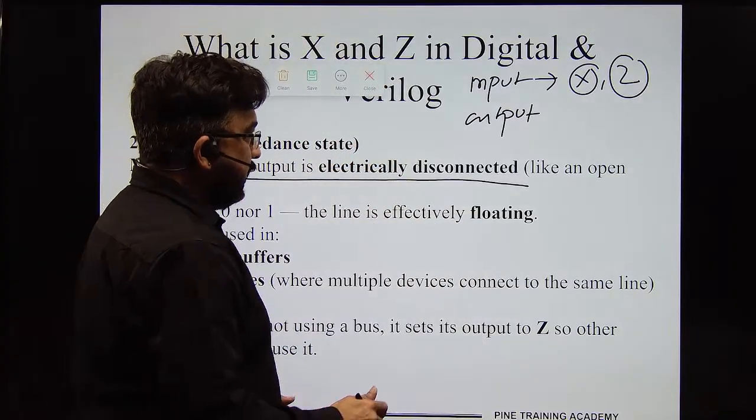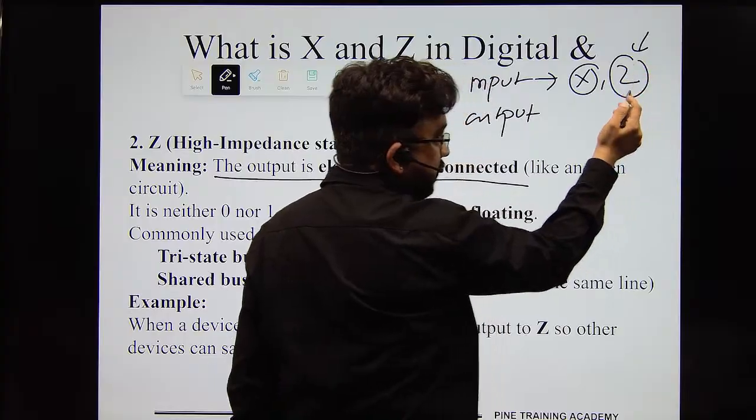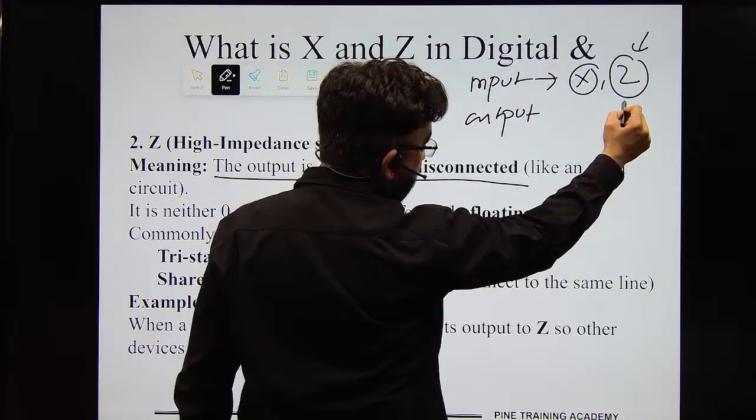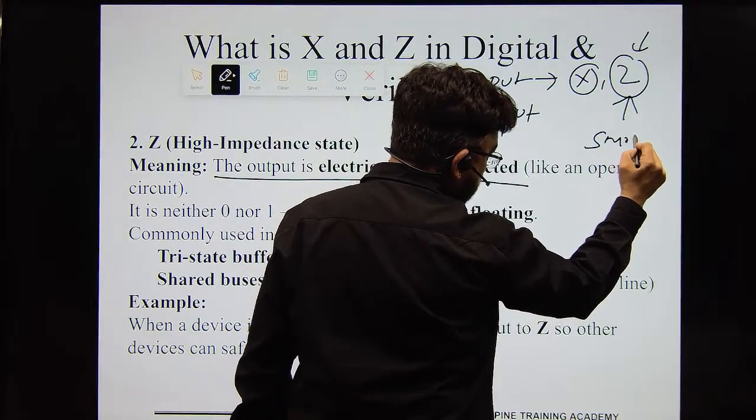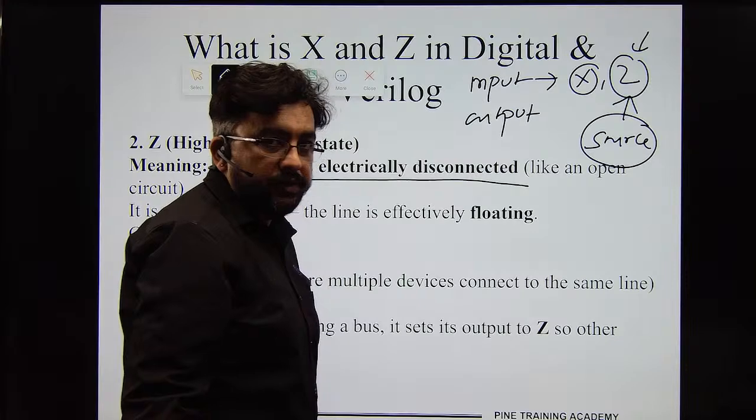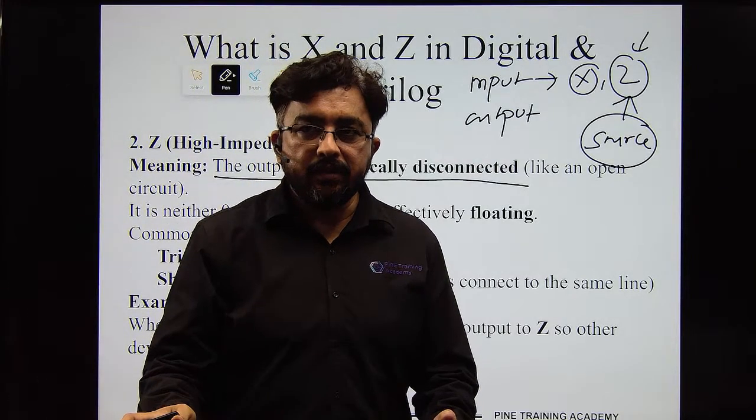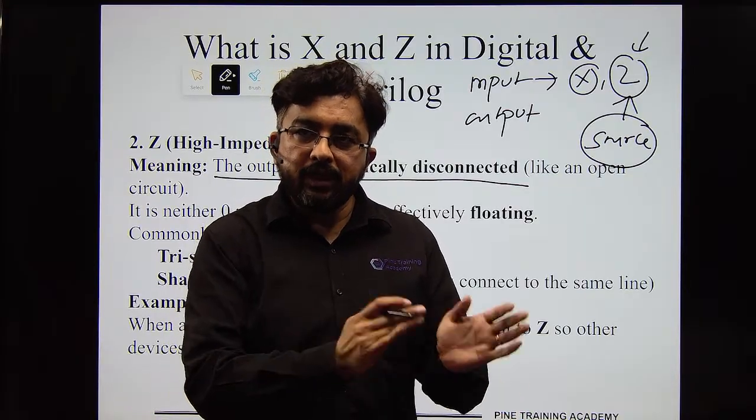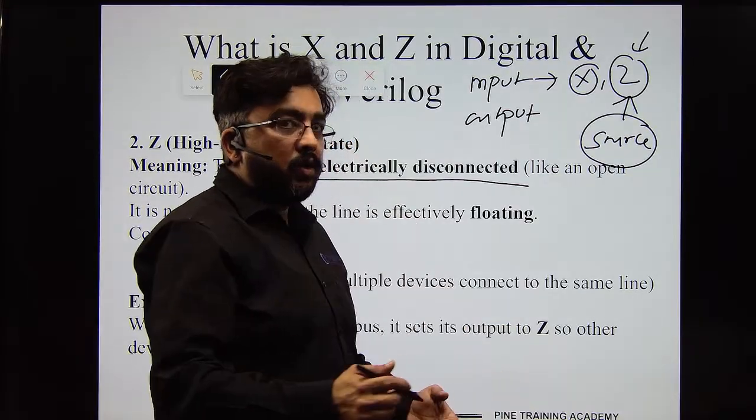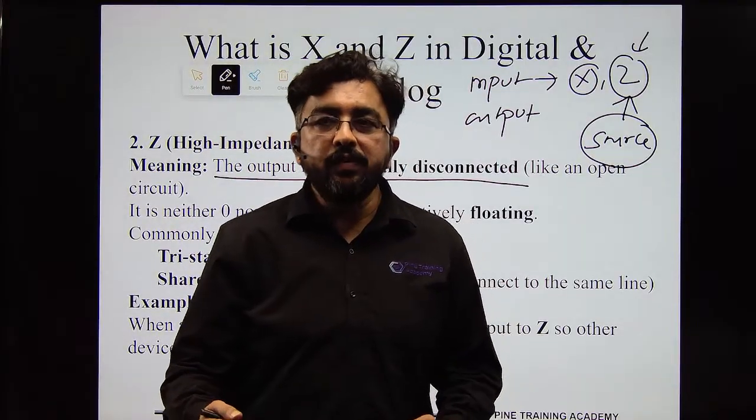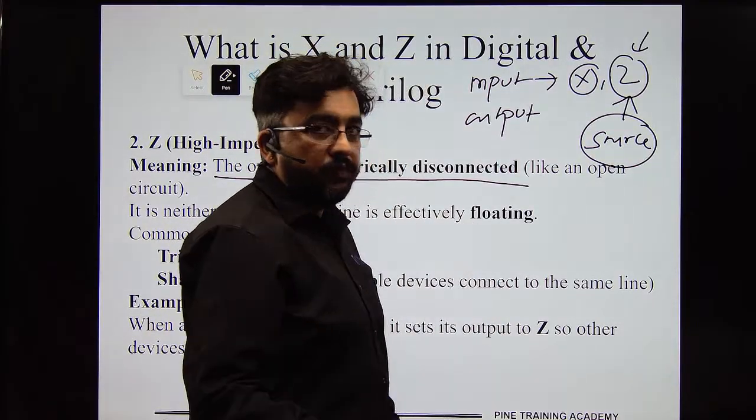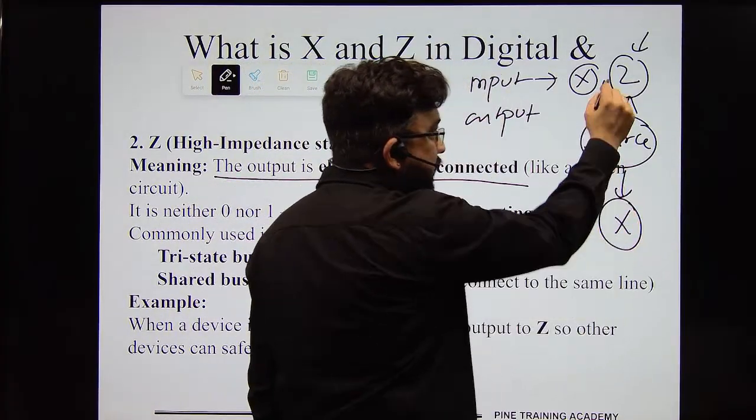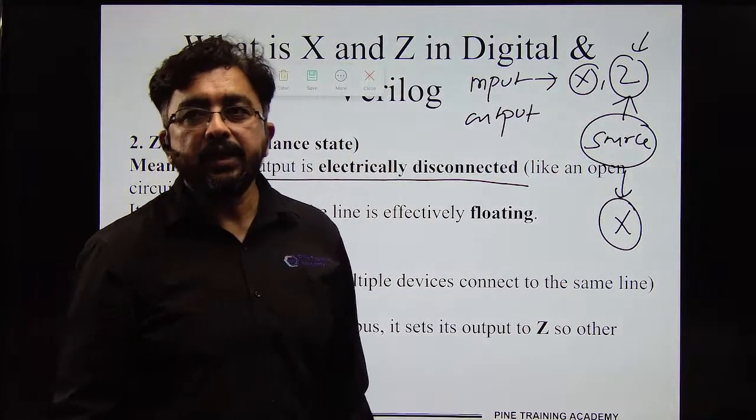If I take Z as a source, for example, Z means disconnected, nothing is available at the source side. Then we are not aware what my output will be. So in that case the output is X. So this is the relation between Z and X.